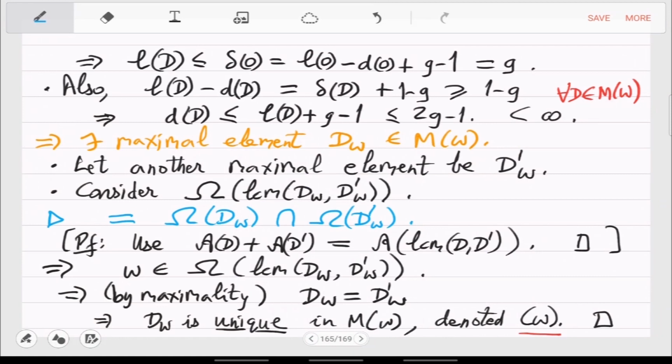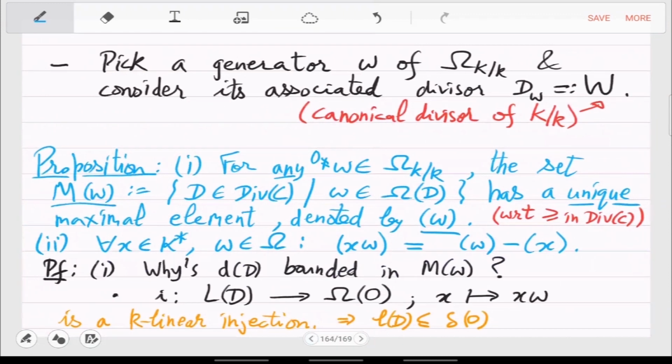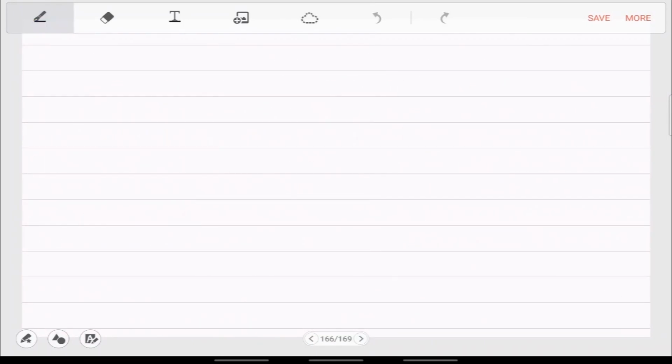You will see that. Okay, the second property that we have to show is this x omega. Now we have defined this bracket of differential. So I want to now understand the bracket of x omega differential in terms of omega. So what is that?